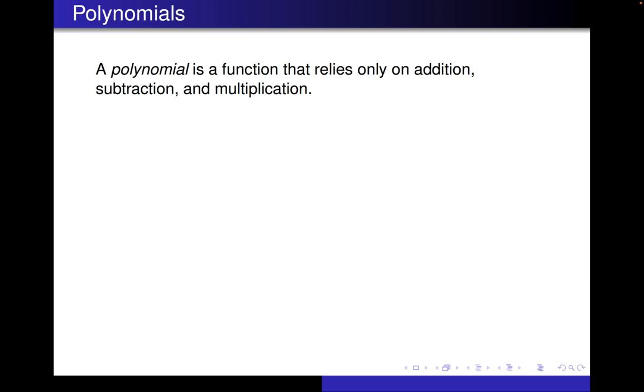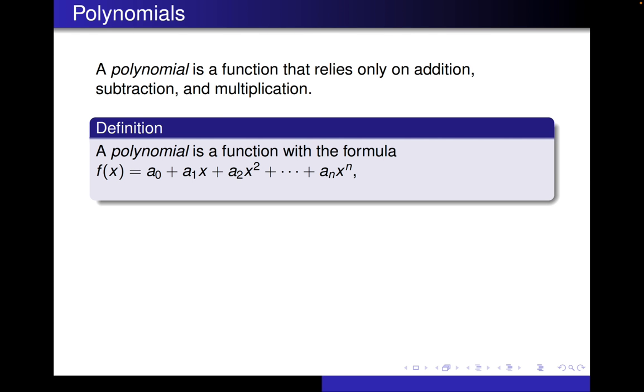So in general, a polynomial is a function whose actions rely on only addition, subtraction, and multiplication. If you want to see what a formula for that looks like, it looks like that. So the function has the formula f of x equals a0 plus a1 times x plus a2 times x squared, all the way to an times x to the n, where n is some highest power of x that you have in the formula. And again, each of the ai's is going to be a constant.